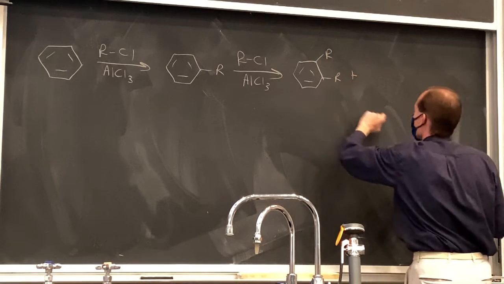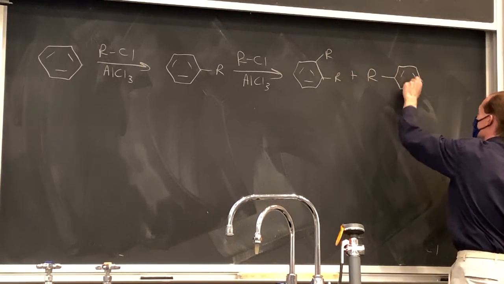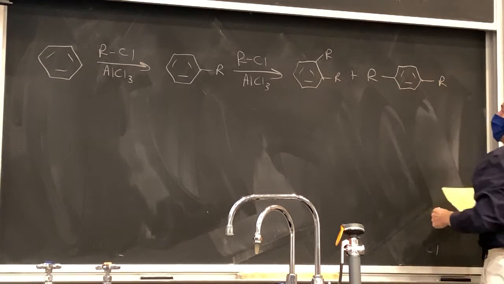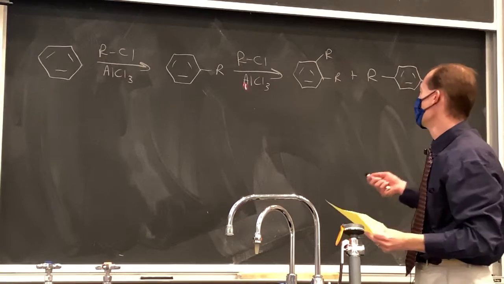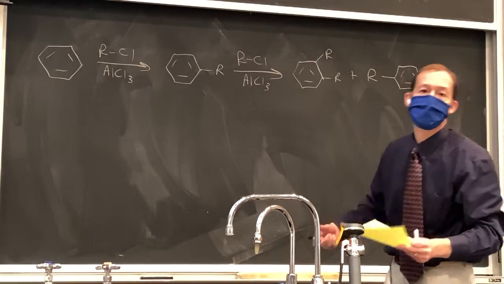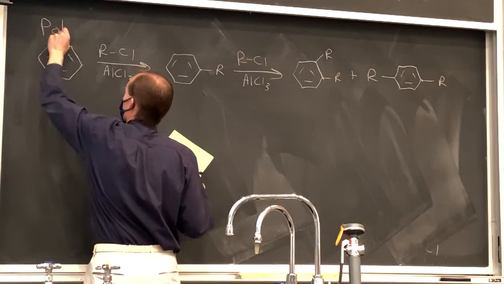We'll just draw the products from dialkylation here. Okay. So you're going to get mixtures. If you use close to a 1-to-1 ratio of these components, you're going to get mixtures of products because of this polyalkylation. Okay.